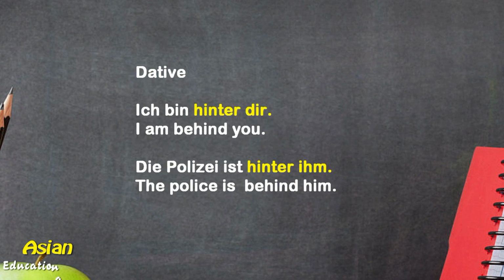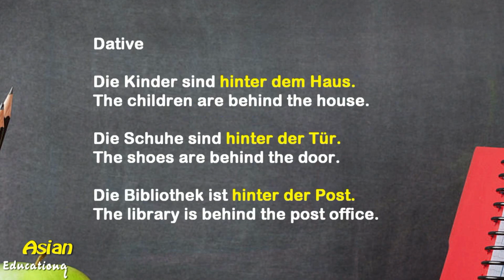In dative, ich bin hinter dir. I am behind you. Die Polizei ist hinter ihm. The police is behind him. Die Kinder sind hinter dem Haus. The children are behind the house. Die Schuhe sind hinter der Tür. The shoes are behind the door. Die Bibliothek ist hinter der Post. The library is behind the post office.